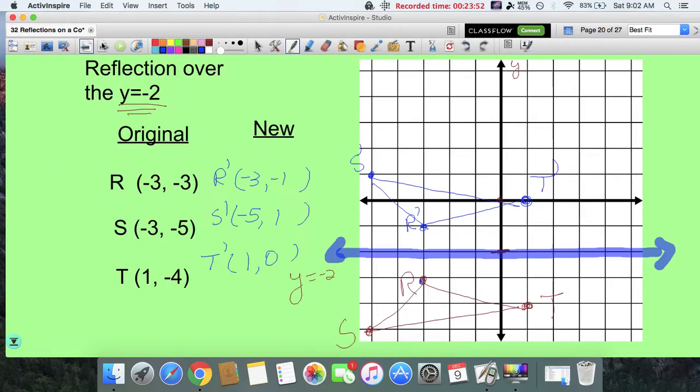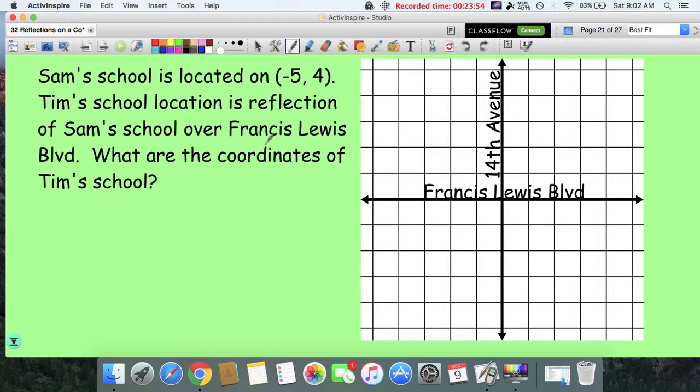And then this one, the last 3 on the last page. Let's find Sam's school, located at -5 and 4. 1, 2, 3, 4, 5, and 4. Here's Sam's school, S. Now Tim's school is a reflection of Sam's school over Francis Lewis Boulevard. So instead of x and y axis, we're going to call this Francis Lewis Boulevard and 14th Avenue. So let's find Tim's school.